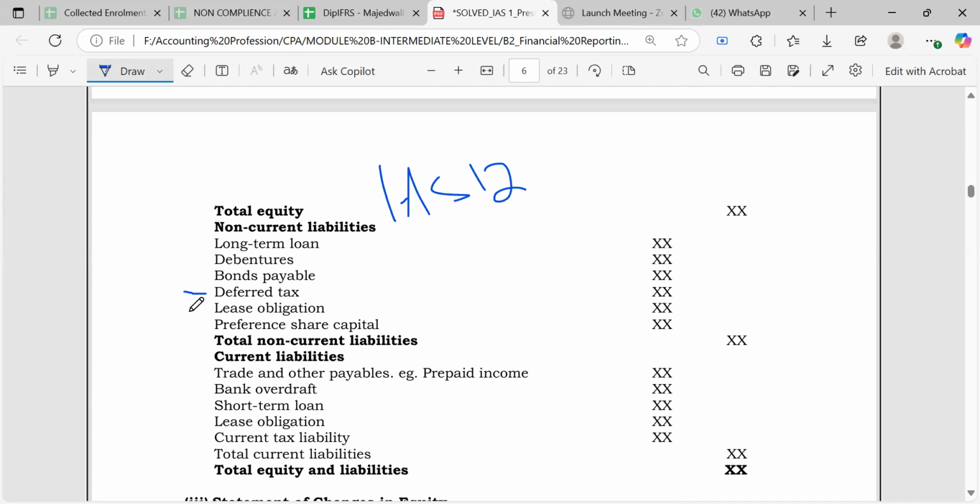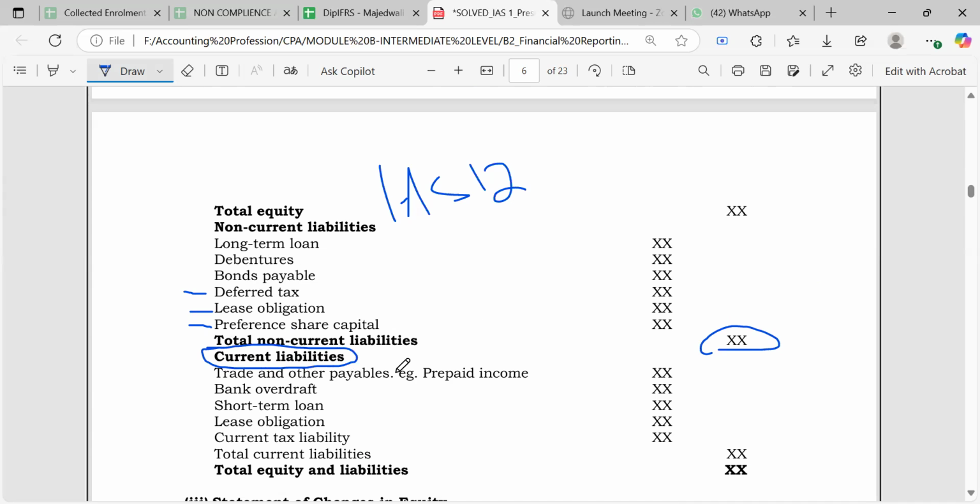You could have maybe the lease obligations. You could have the preference share capital, like I told you. Normally, it could have the features of debt or equity. But if nothing has been specified, you can take it to debt, like you see it. You get the total non-current liabilities. And then we go to the current liabilities, which are just common, right?